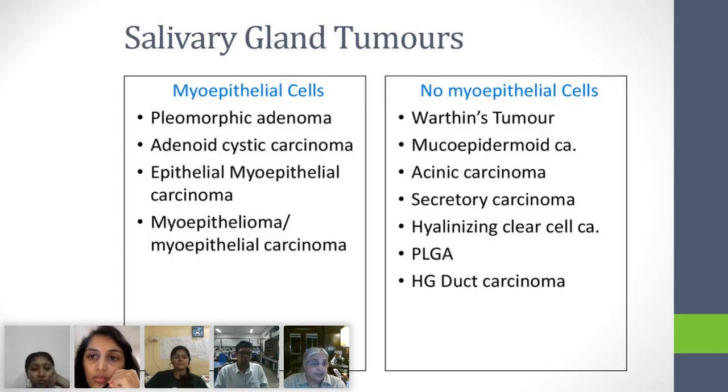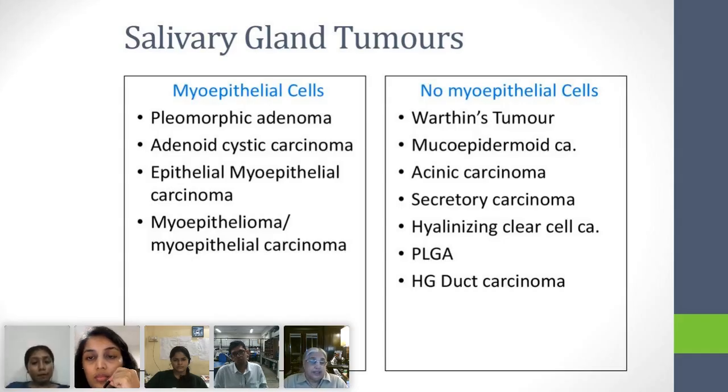The adenoid cystic carcinoma is the next one. And you have the epithelial myoepithelial carcinoma, and you have myoepitheliomas and myoepithelial carcinomas. But the tumors without myoepithelial cells are Warthin's tumor, which is from the excretory duct, mucoepidermoid carcinoma, acinic cell carcinoma, secretory carcinoma, hyalinizing clear cell carcinoma, and some high-grade duct carcinomas. Okay, PLGA is polymorphous low-grade adenocarcinoma.